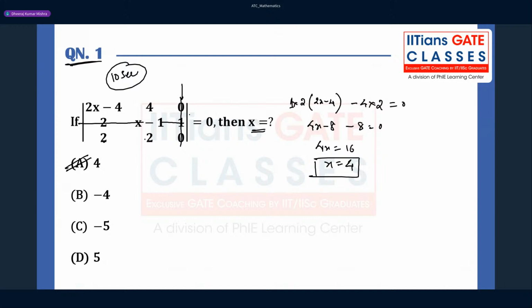If you know how to expand. I hope my voice and everything is also okay. So the answer for this question will be 4. I hope this makes sense to all. This was the very first question, and we have to expand the determinant with respect to this one, so that the number of steps can be minimized. So you can solve this question in very less time.